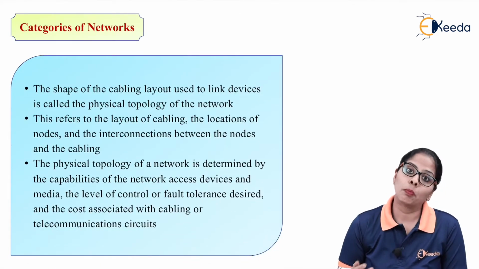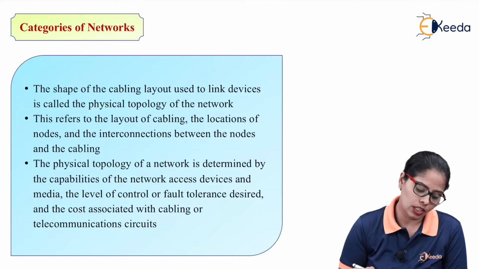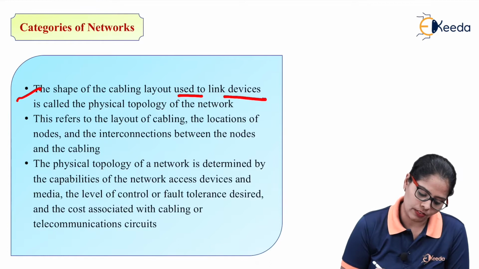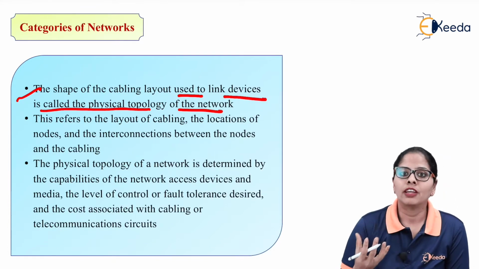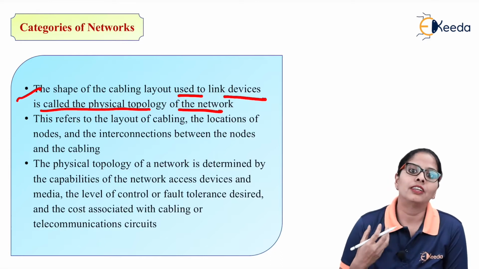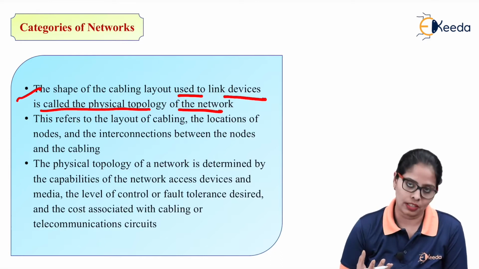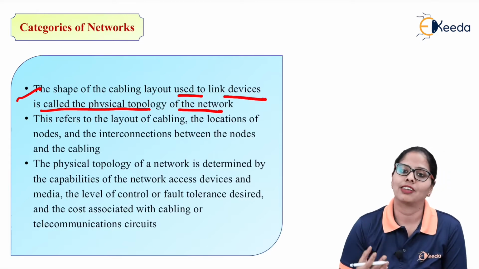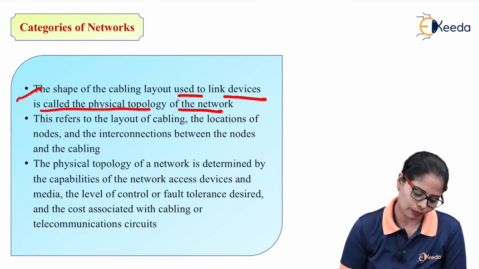Now let us discuss more about the physical topology. The shape of the cabling layout used to link the devices is called the physical topology. So basically, whenever two devices are connected, we need cabling for their connection. So how the cabling is done, we define in the physical topology.